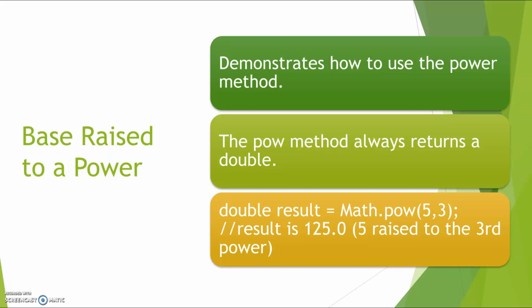Base raised to a power. The Math.pow method takes in two parameters and returns the value of the first argument raised to the power of the second argument. An example would be Math.pow(5, 3). The result is 125.0, which is 5 raised to the third power.